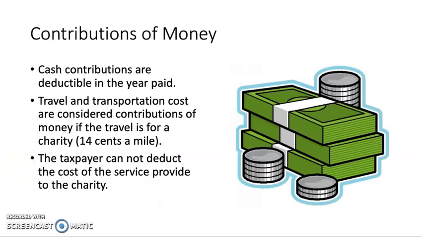Contributions of money. Cash contributions are deductible in the year they are paid only. Travel and transportation costs are considered contributions of money if the travel is for charity. So if you're driving from your house straight to a charity, you can deduct that amount. But one thing to keep in mind is if you're traveling and you make stops in between, you cannot deduct that. You can only deduct the direct route. And this deduction is the equivalent of 14 cents per mile.